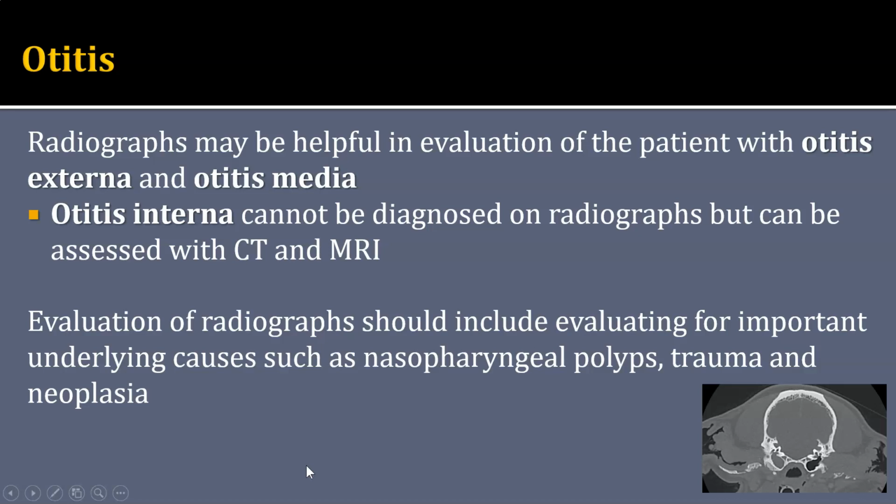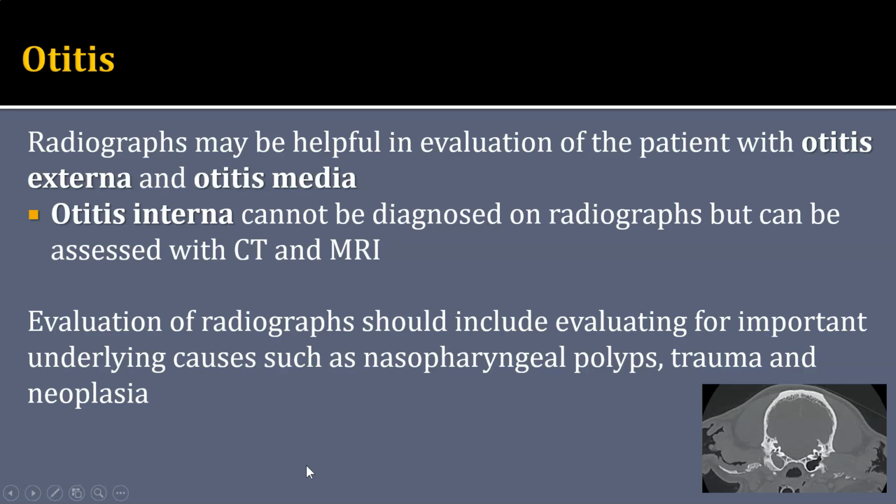Let's start with otitis. Often, it may be important to know if otitis media is present when you're considering treatment for the patient with chronic otitis externa. For example, you may need to determine if a bulla osteotomy is necessary when you are performing a total ear canal ablation. Radiographs may be helpful in evaluation of those patients, as we can assess for otitis externa changes as well as otitis media.